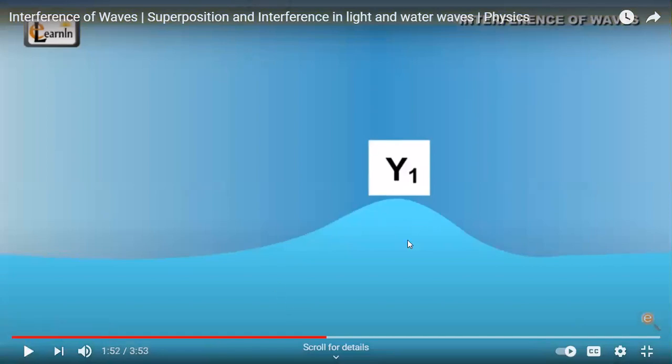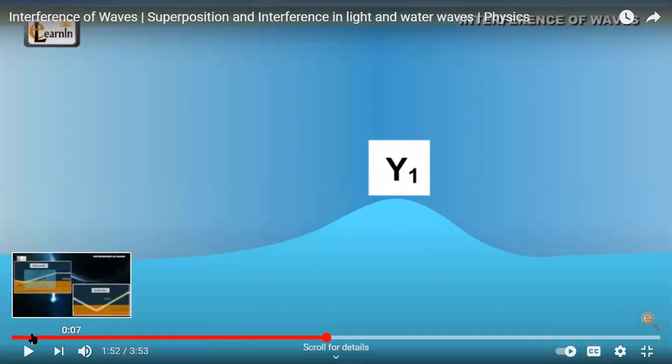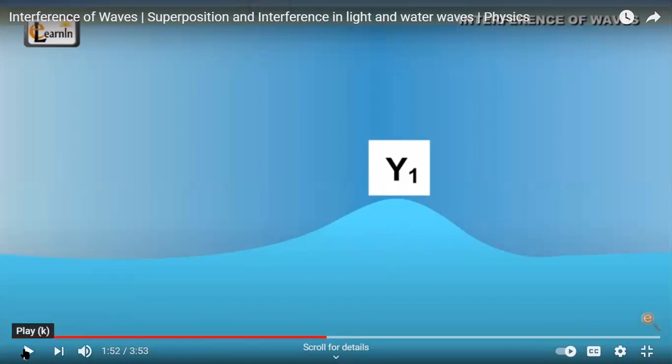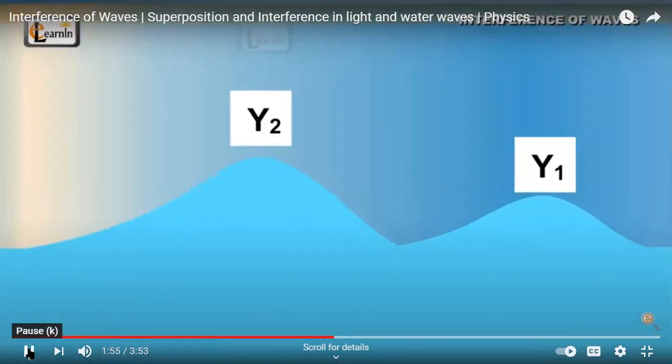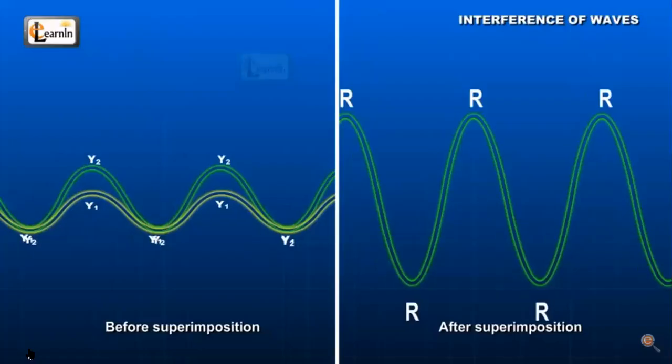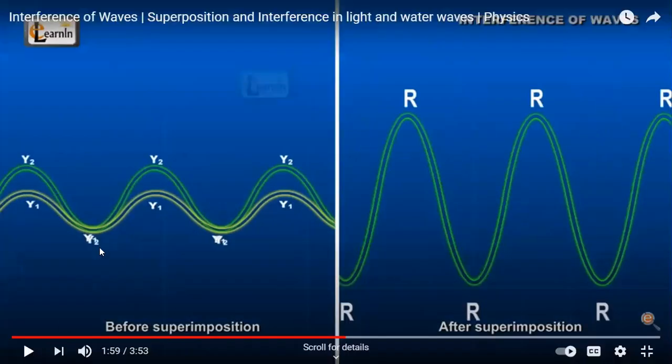So this is the displacement caused by the first wave. That is what you are calling y1. And the second source also generates a similar kind of displacement, that is y2. When these two waves are superposed, the resultant appears. Observe it. You see, this is the displacement of the.